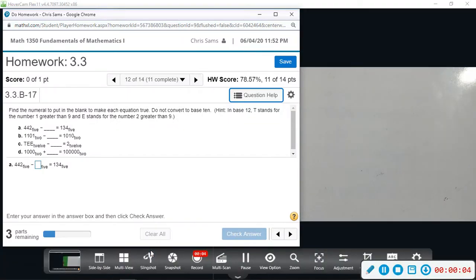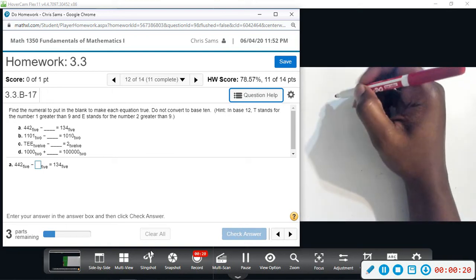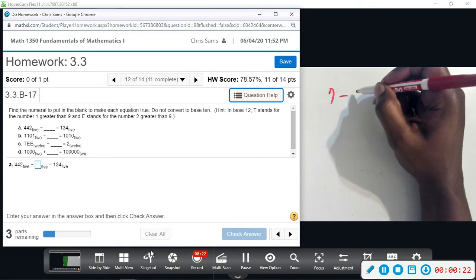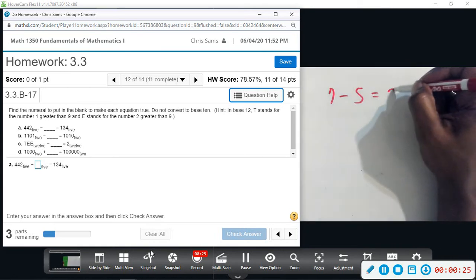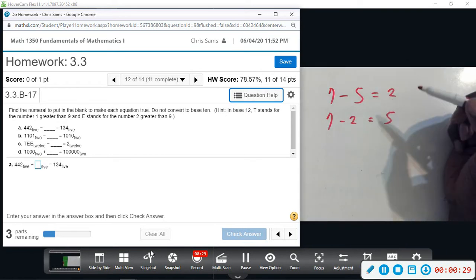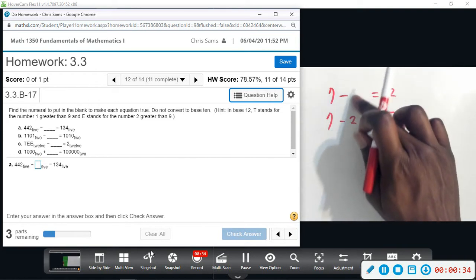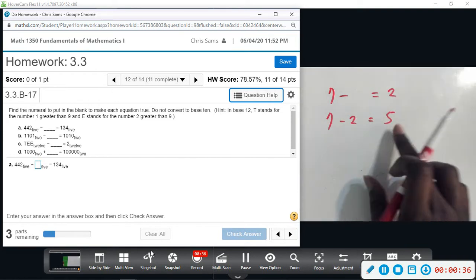Okay, so for number 12, we want to put a number in the blank that will make the equation true. When doing these, you might want to think about this in algebra terms, but remember, we've talked about fact families. So remember when we had 7 minus 5 equals 2, and we can also write that as 7 minus 2 equals 5. You want to think in terms of this so that when they have something missing in the blank, they know that they can just change the order and that will give us the answer.